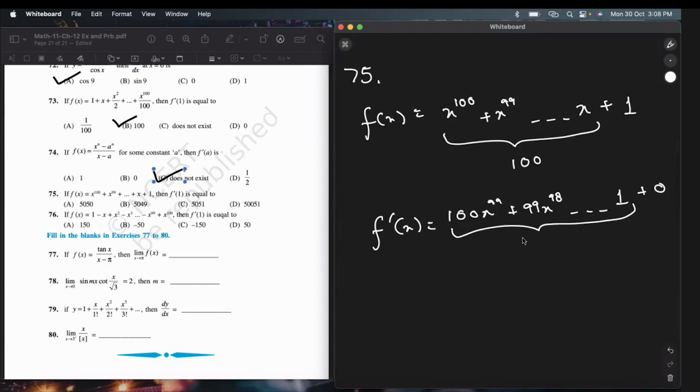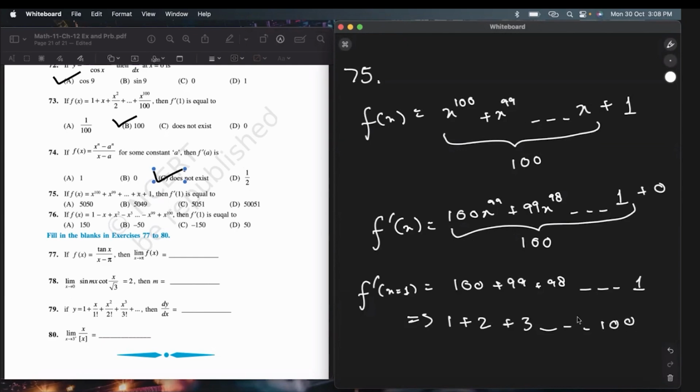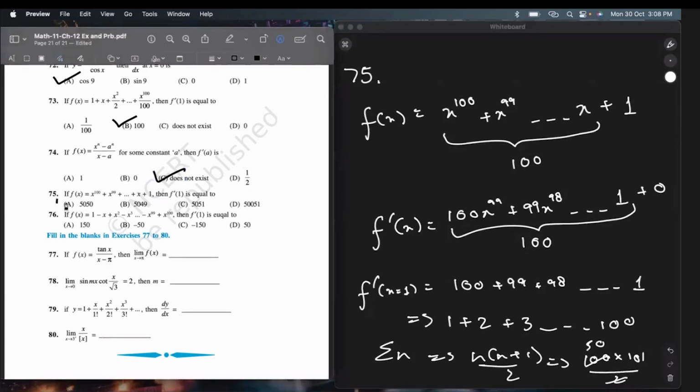So these are 100 terms. Now if I just put the value x equals 1 in this, I'll be left with 100 plus 99 plus 98 till 1. So if you can see, this is nothing but 1 plus 2 plus 3 till 100. These kinds of questions you must have done. So this is nothing but summation of n, which is n(n+1)/2. The value for n is 100, so 100 times 101 by 2 is 5050. Yeah, option A will be correct.